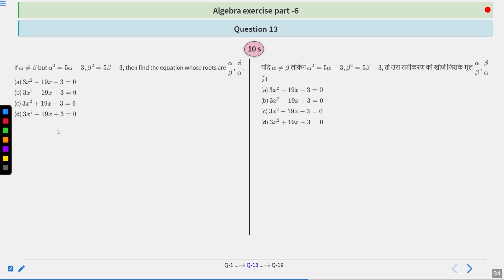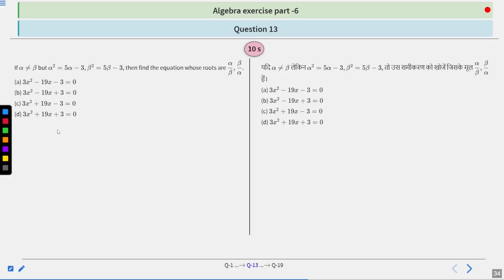Next, if alpha is not equal to beta, but alpha square is equal to 5 alpha minus 3 and beta square is equal to 5 beta minus 3, then find the equation whose roots are alpha upon beta and beta upon alpha. And the options are option A, 3x square minus 19x minus 3 equal to 0.